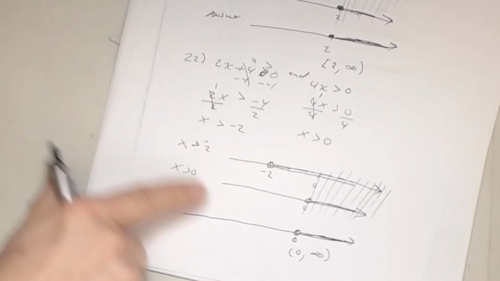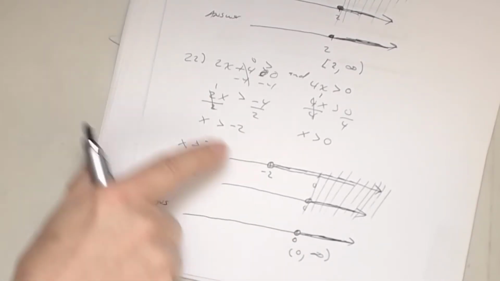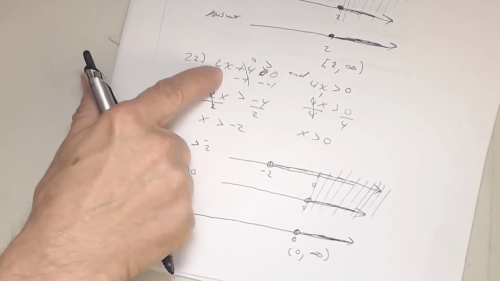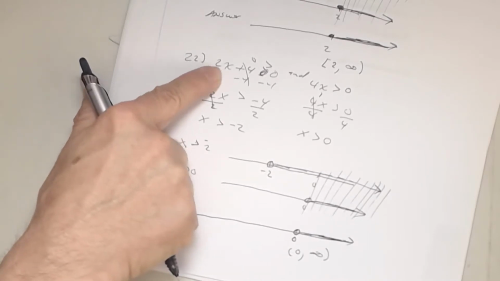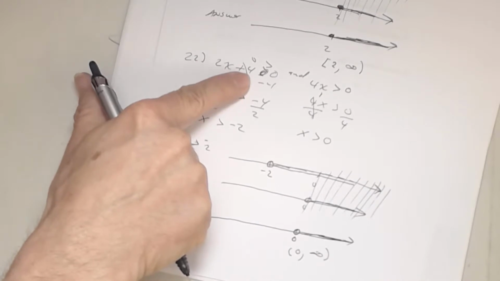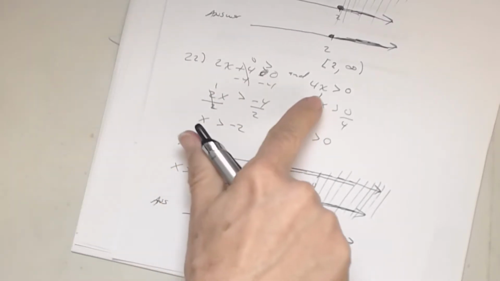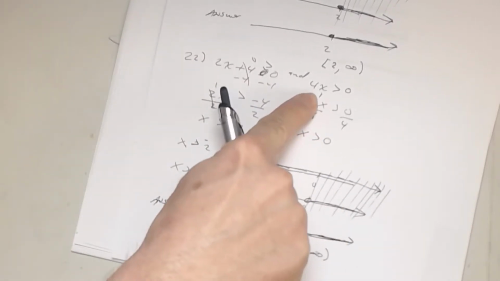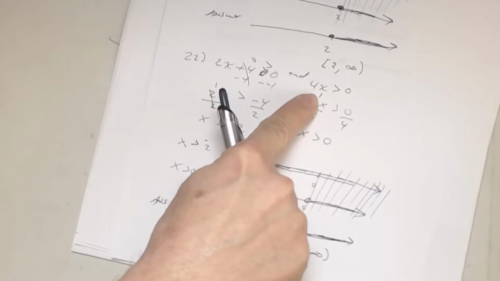Is that an infinity sign next to it? That's infinity. 2 times negative 1? Negative 2. Negative 2 plus 4? 2. Is 2 bigger than 0? Yes. But there's a reason why it's not a solution to the compound. Let's check the next one. What's 4 times negative 1? Is negative 4 bigger than 0? No. So that's why it's not shaded.